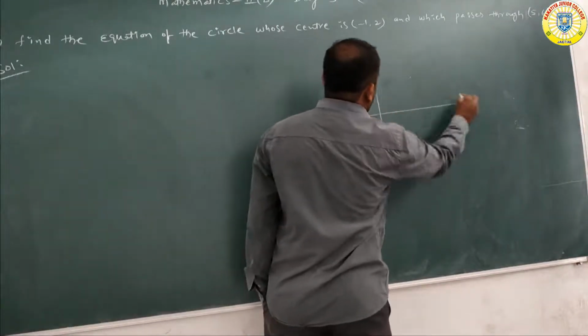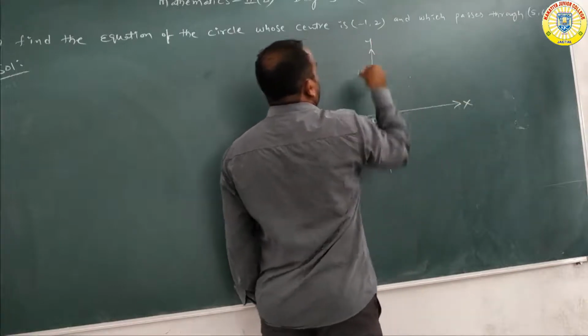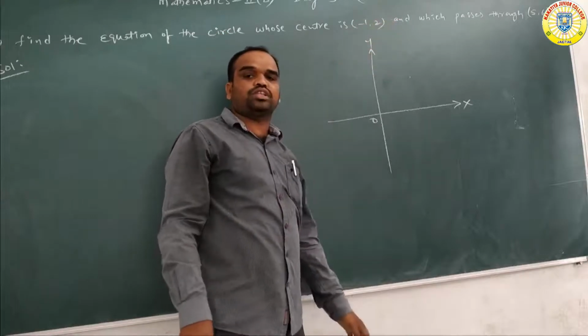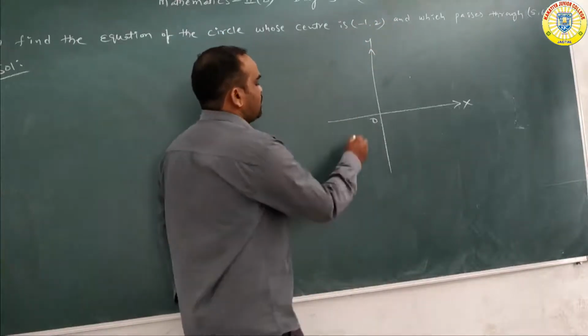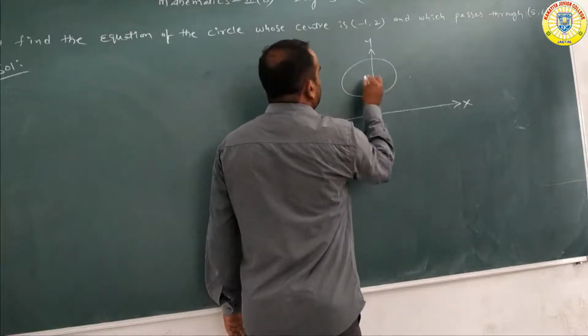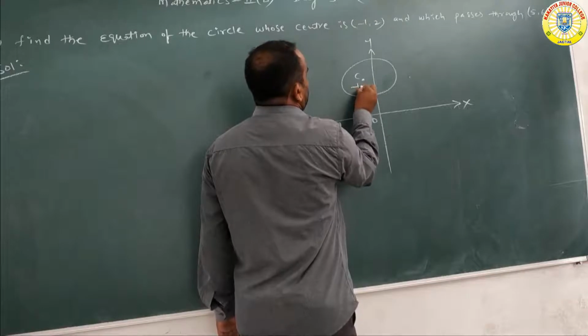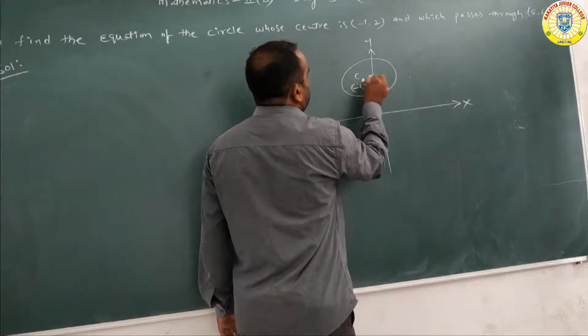Suppose this is our coordinate system, this is the origin, this is the x axis, this is the Y axis. The center is (-1, 2). That's why the center lies in the second quadrant. This is the origin, and this is the center we are taking here. The center is nothing but here, (-1, 2).